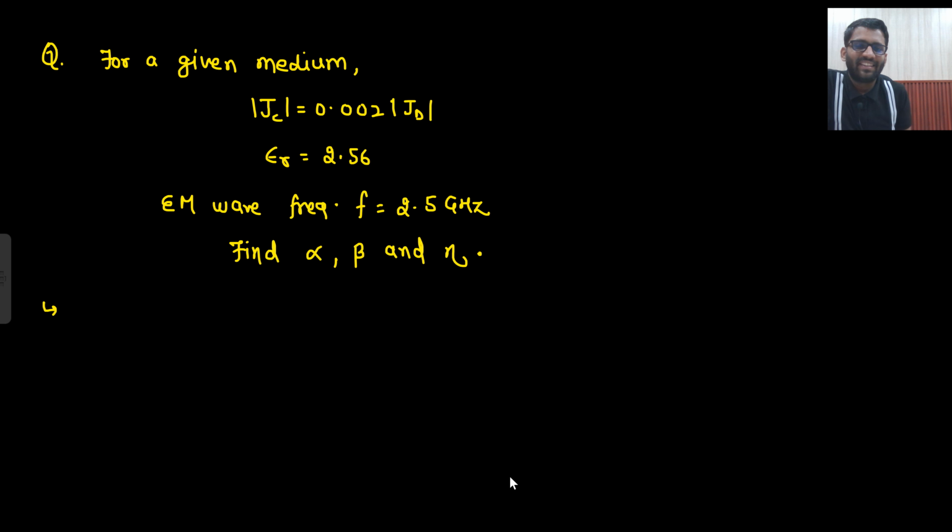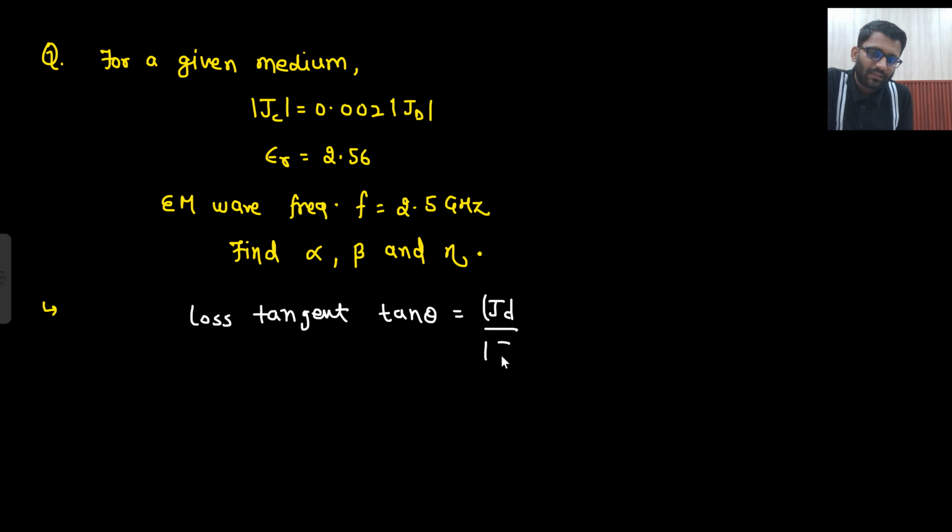So the JC by JD ratio is given. That means, what do you think? What is your loss tangent? Loss tangent is equal to tan theta, that is equal to JC by JD, that is equal to 0.002. That is equal to sigma by omega epsilon, which is coming out to be very, very less than 1.